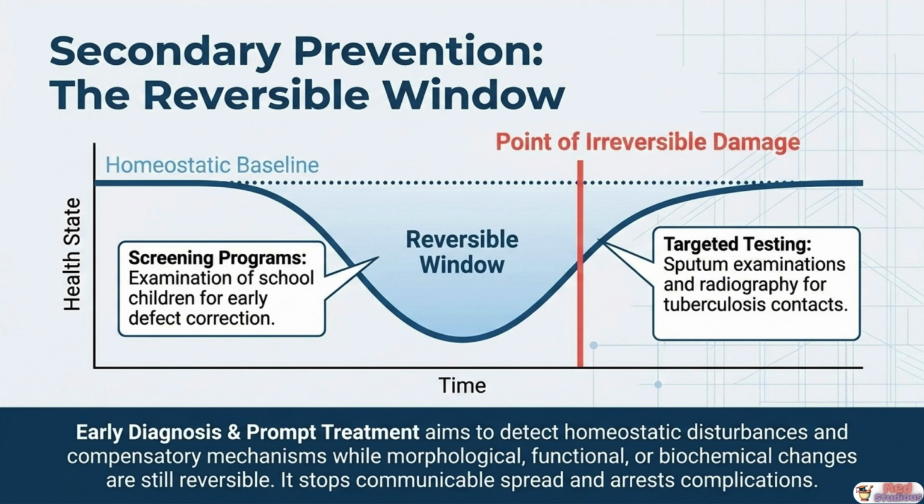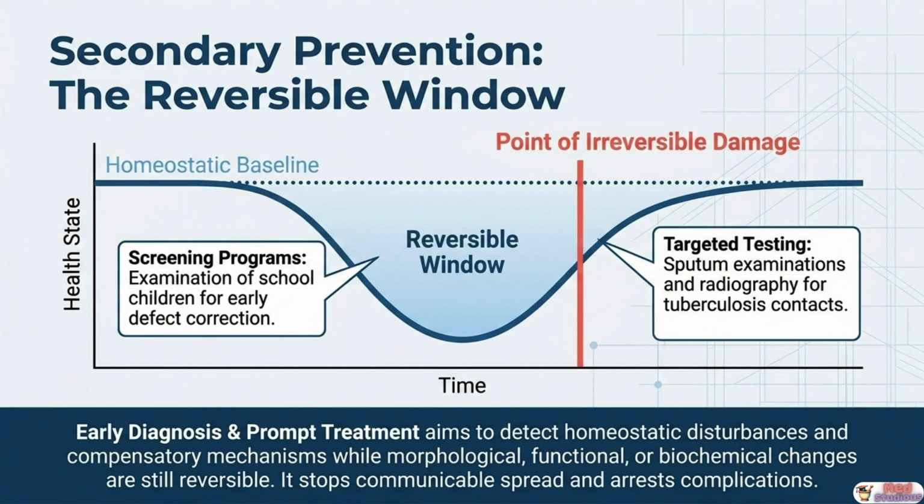Early diagnosis is achieved through two strategies. Screening programs examine apparently healthy populations, such as systematic examination of school children for nutritional deficiencies, visual defects, and developmental abnormalities, detecting disease before symptoms bring patients to clinical attention.